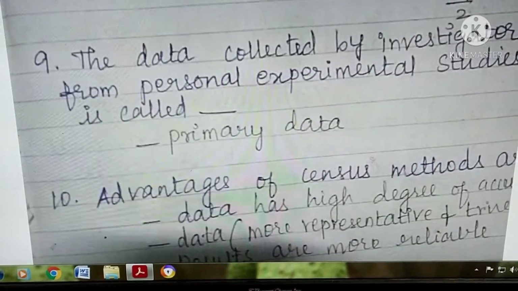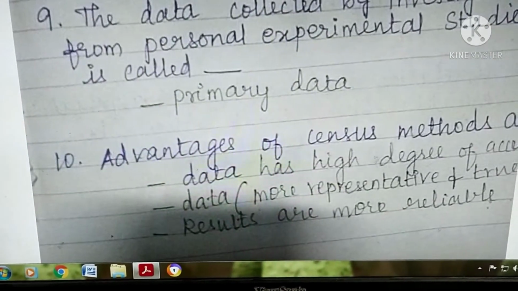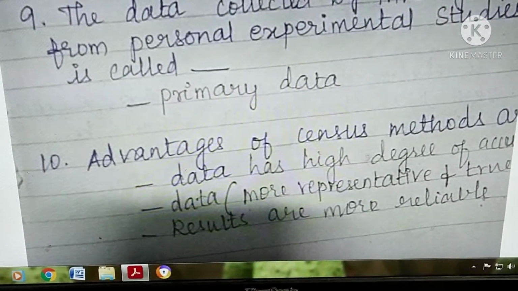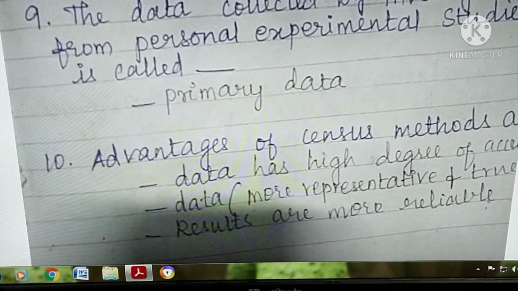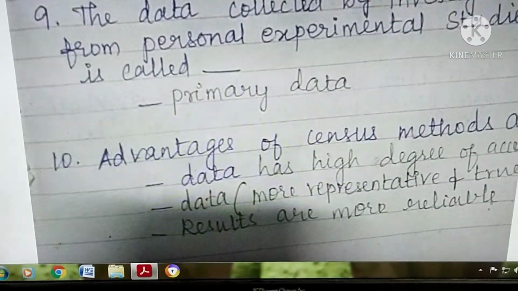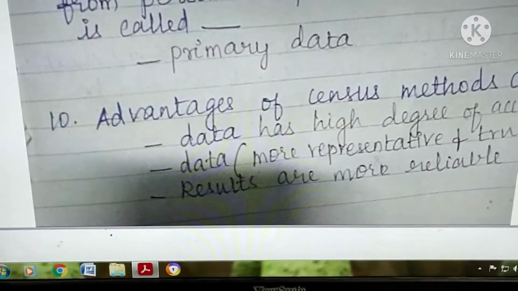Advantages of census methods, what are all the advantages of census methods? The data has a high degree of accuracy. Data will be more representative in nature and it is true. The results are more reliable.